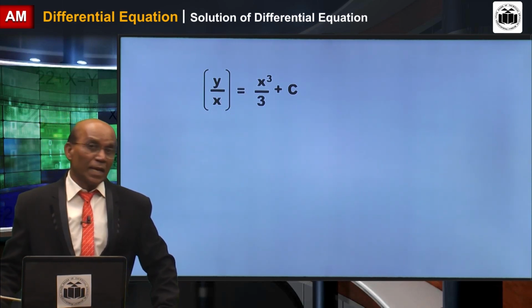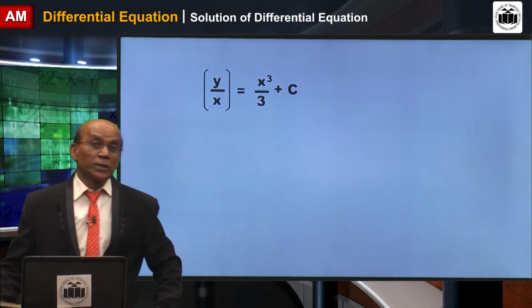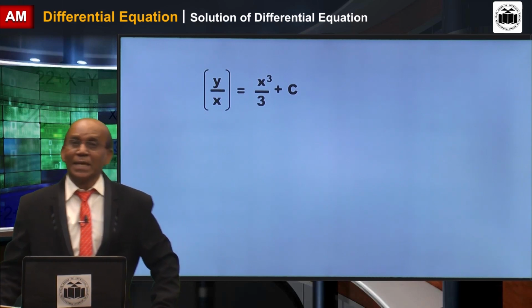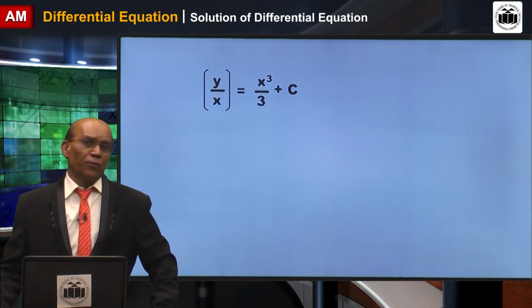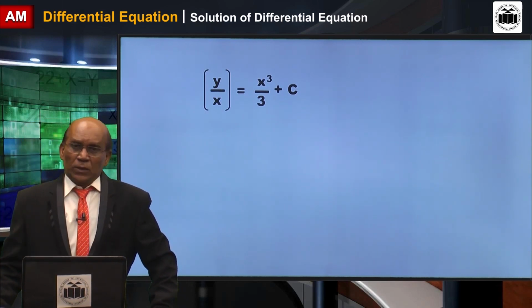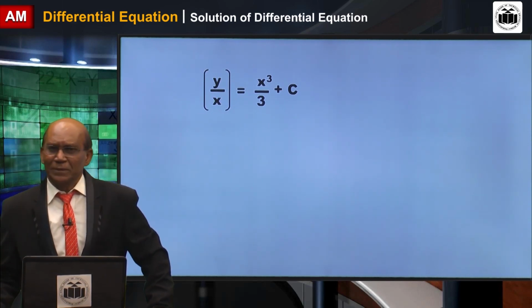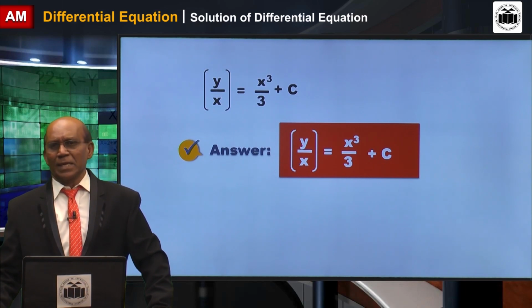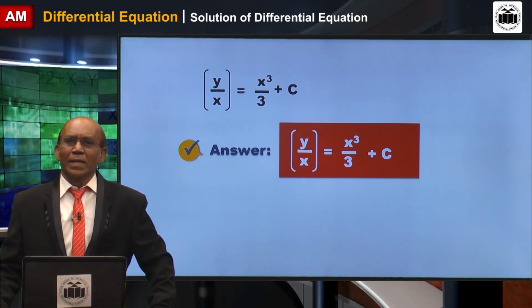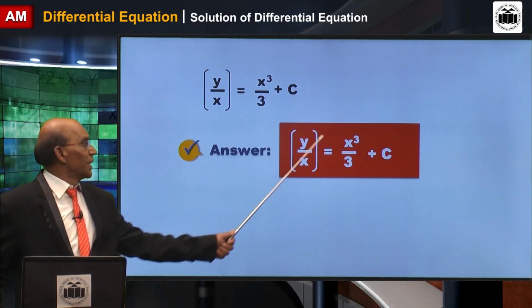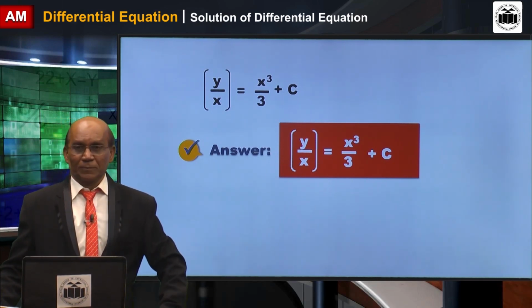This is again one of the standard forms, because students must know each and every standard form which is given in the topic of integration. So can anybody guess the answer of this example? The answer is y by x equals x cube by 3 plus c. Again, always remember c is a constant.